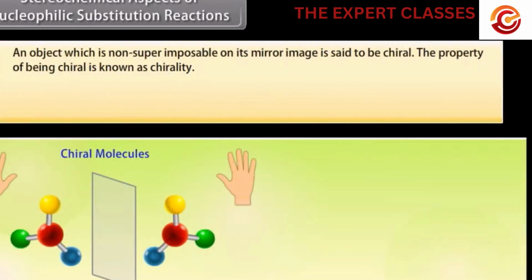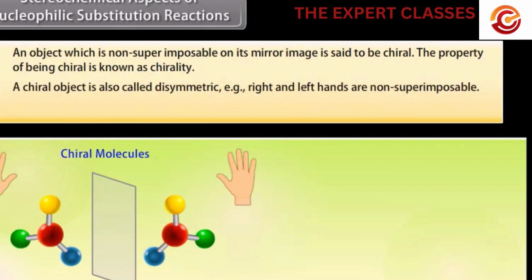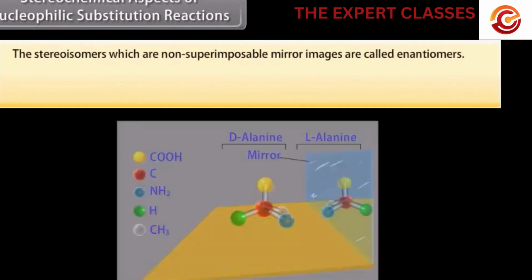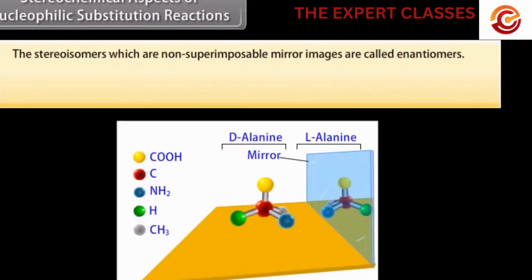An object which is non-superimposable on its mirror image is said to be chiral. The property of being chiral is known as chirality. A chiral object is also called dissymmetric. For example, right and left hands are non-superimposable. Achiral objects are those objects which are superimposable on their mirror images. The stereoisomers, which are non-superimposable mirror images, are called enantiomers.